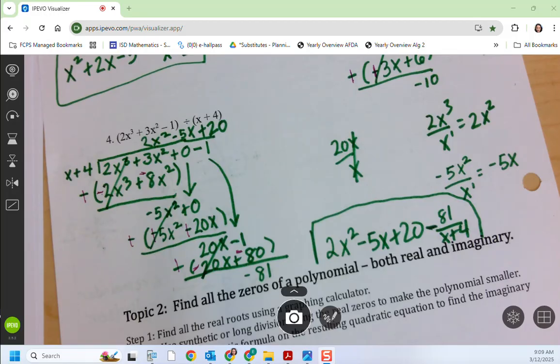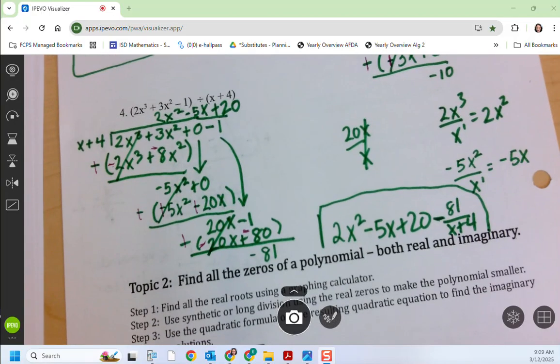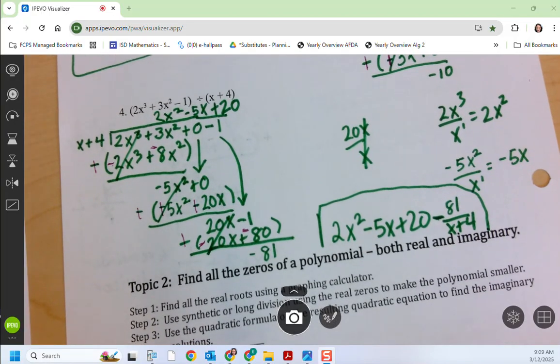Okay. When you are done with that, I want you to take a look at topic 2, find all the zeros of a polynomial. So we know that a polynomial of degree 3 has how many total zeros? I heard one answer. Anybody want to agree or disagree? A polynomial of degree 3 has how many zeros? 3. It is 3. Remember, the degree equals the total number of roots?